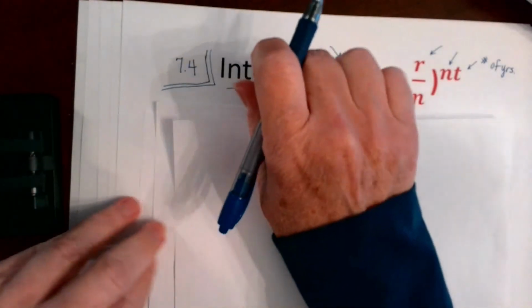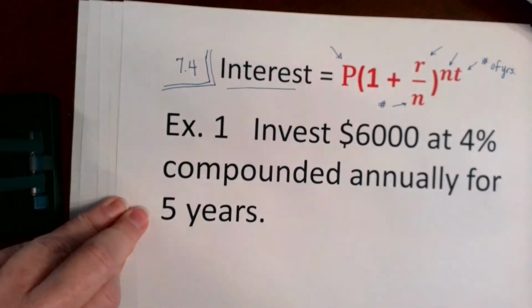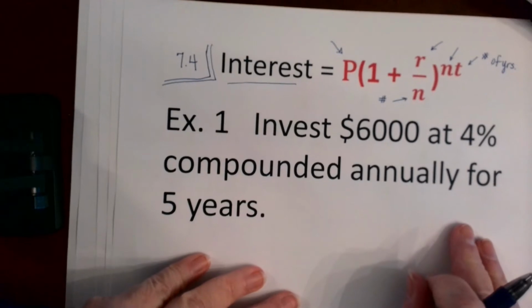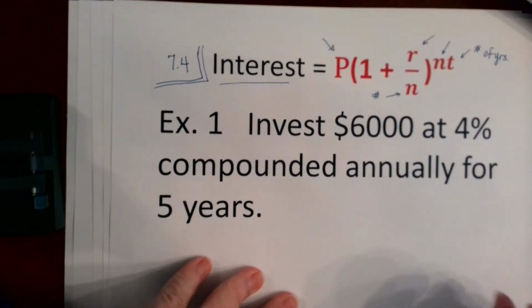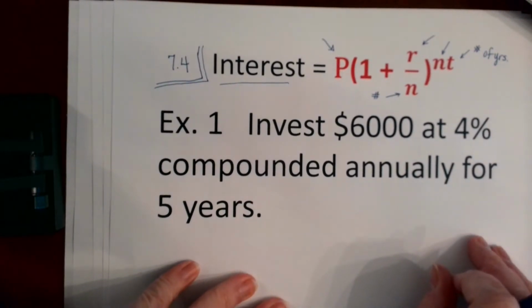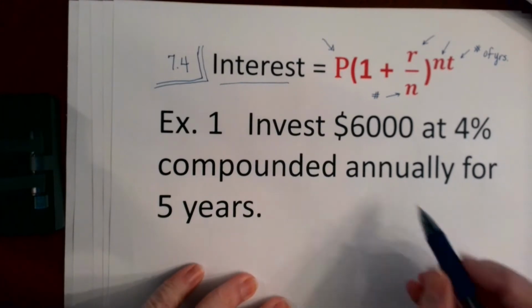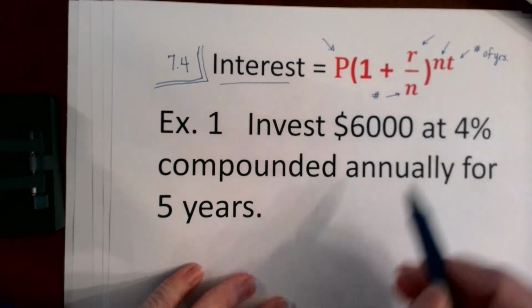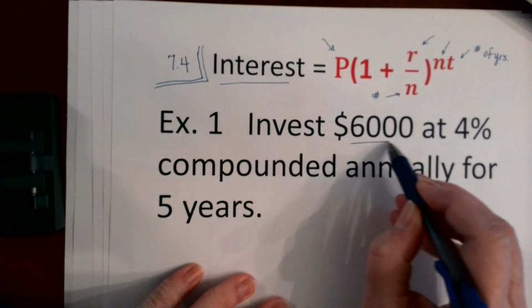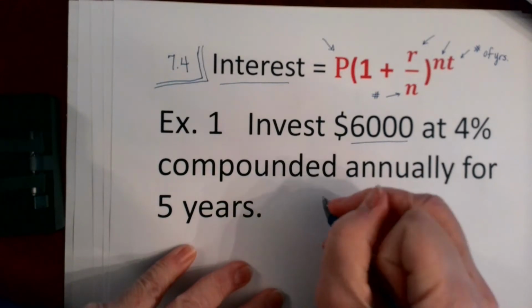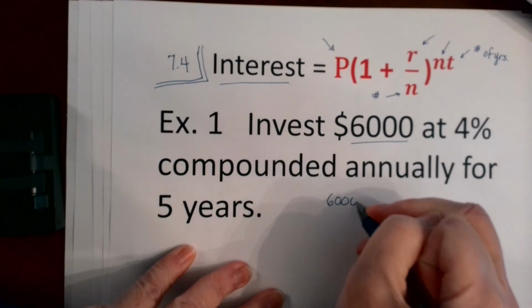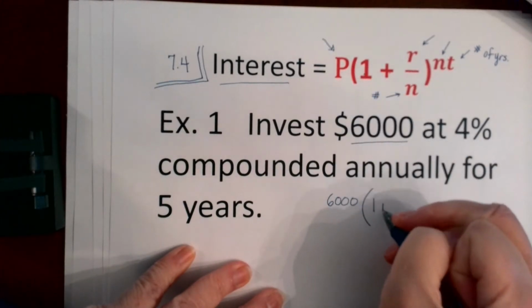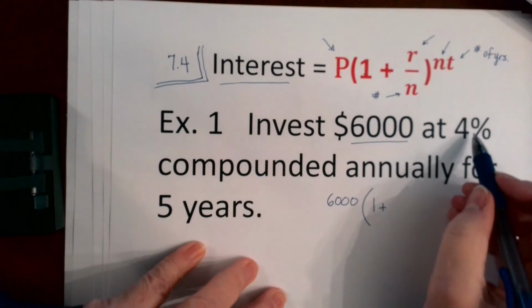So let's apply that formula to this first example. If you invest $6,000 at 4% compounded annually for 5 years, how much interest do you get? Let's put all the pieces into this formula that they give us. Principal is how much you're willing to give to the bank. $6,000 is your P, and that always gets multiplied to 1 plus the rate.